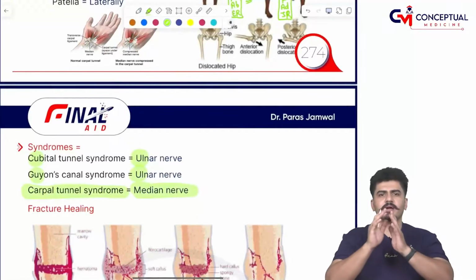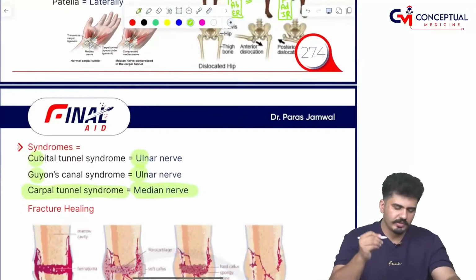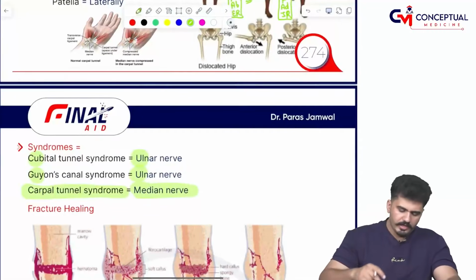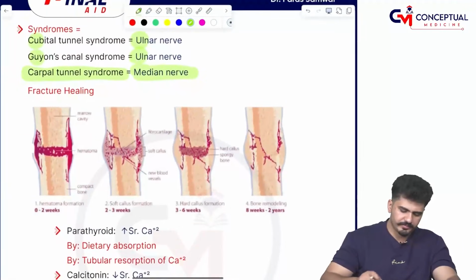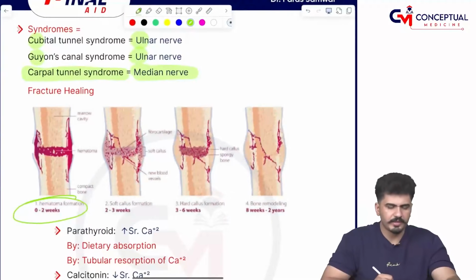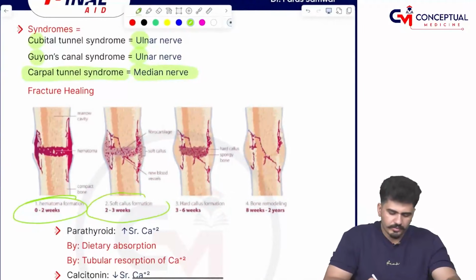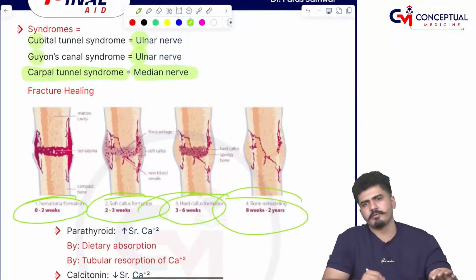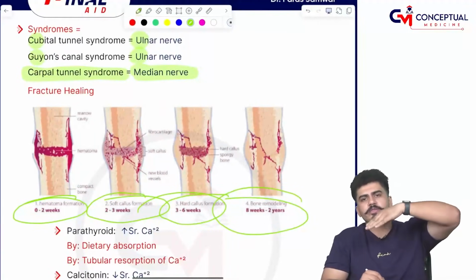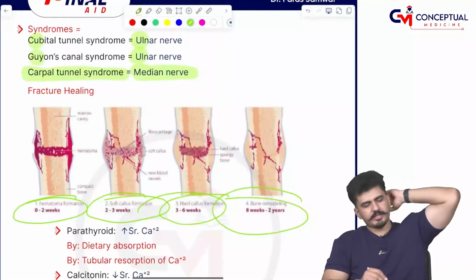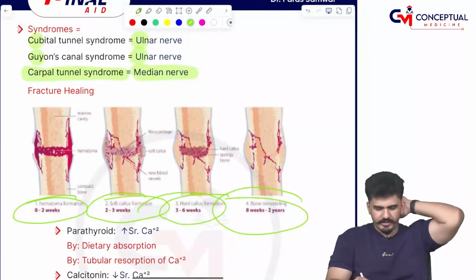Tinel test, Phelan, reverse Phelan, all those tests we do for this, sir. Now fracture healing as a process. First of all, 0 to 2 weeks hematoma formation is there. 2 to 3 weeks soft callus, then hard callus, then bone remodeling will happen. 2 months to 2 years of time it will take.